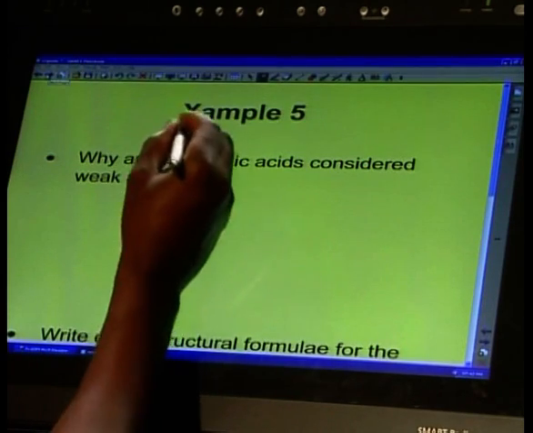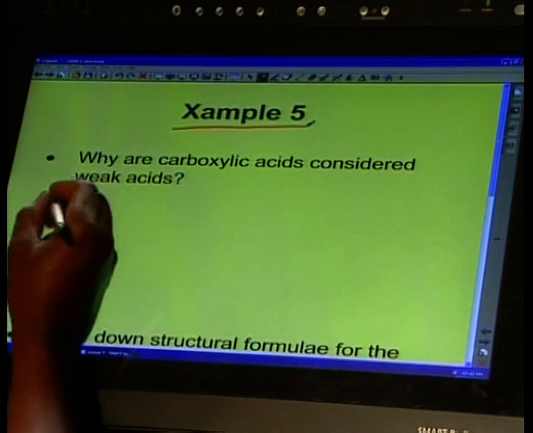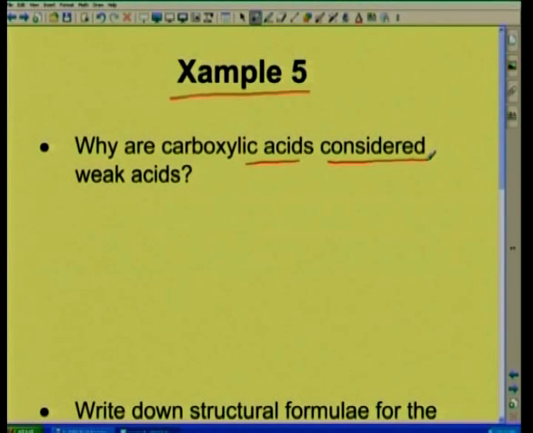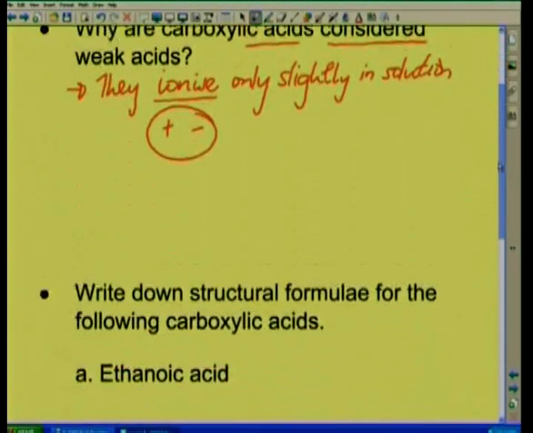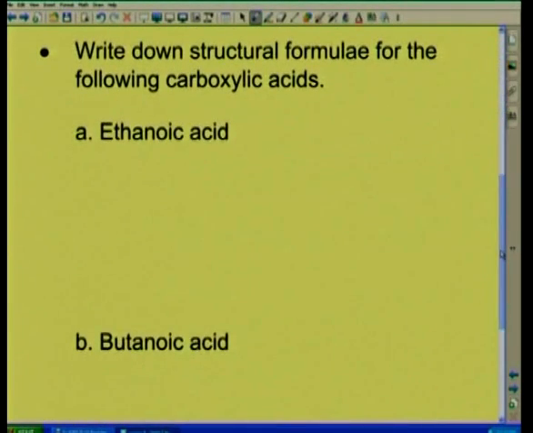Now, let's look at some examples. Why are carboxylic acids considered weak acids? Because they ionize only slightly in solution. And perhaps I need to unpack what we mean by ionizing. It is the formation of ions, the positively and negatively charged atoms or groups of atoms in solution. That is ionization. So these ones ionize very slightly in solution. That's why they are called weak acids.